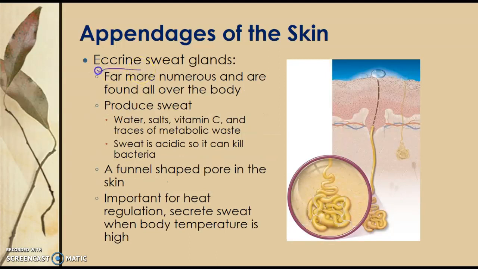So like I said, eccrine sweat glands are the ones that you're most common or most familiar with. They are found all over the body, and they produce sweat, which is mostly water, but it has some salts, vitamin C, and metabolic waste known as urea. And sweat is also slightly acidic, so it can help kill bacteria on the surface of your skin.